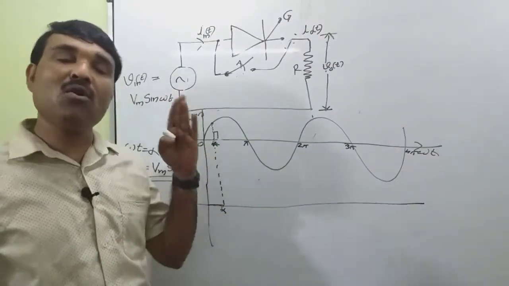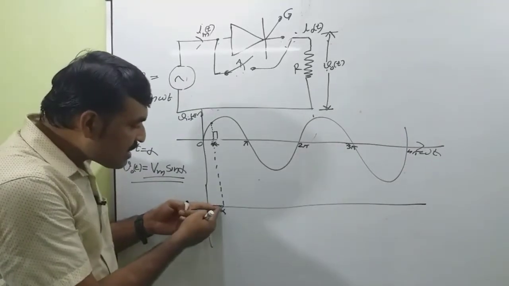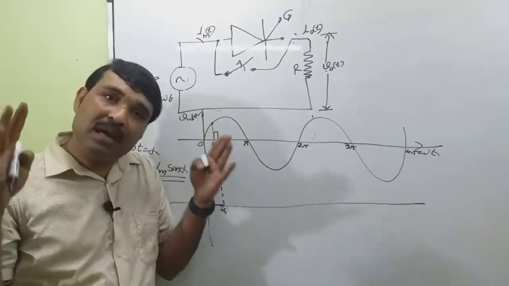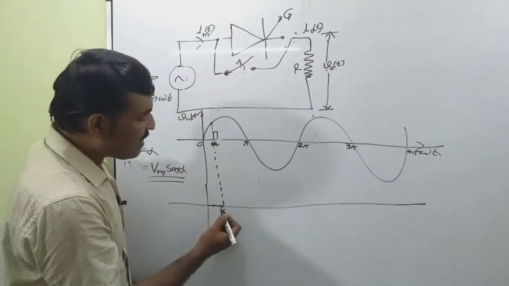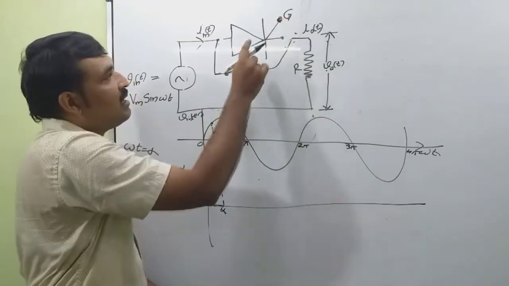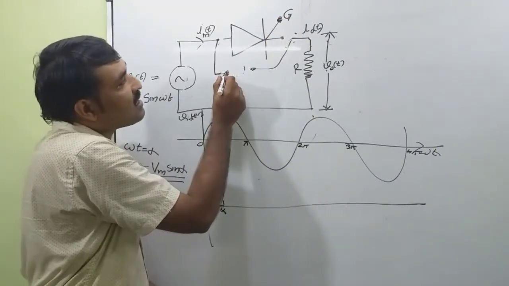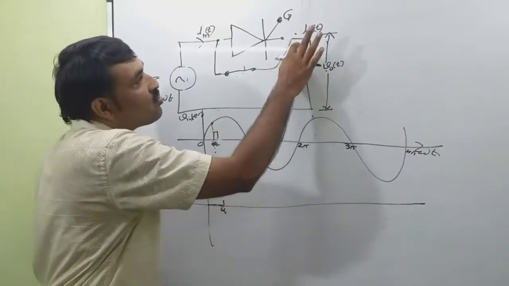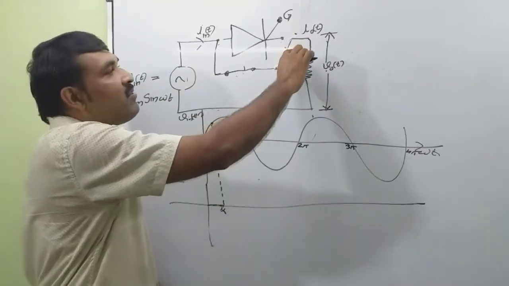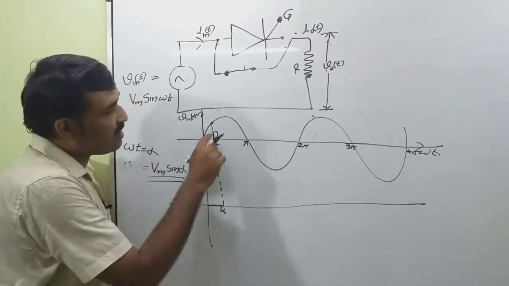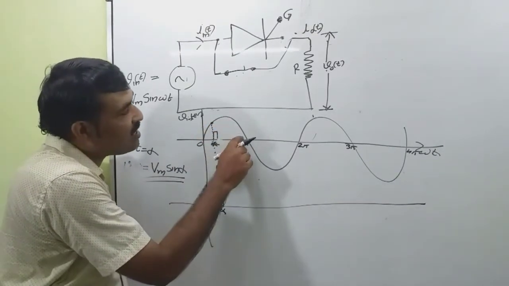So the output will always be 0 before omega t is equal to alpha, that is, before applying the triggering pulse. At omega t is equal to alpha, I apply a triggering pulse to the gate terminal, and the thyristor is replaced by a closed switch, and the current will pass through the circuit, and we will get an output that is exactly equal to the input voltage. So the output voltage from this point is the same as the input voltage.